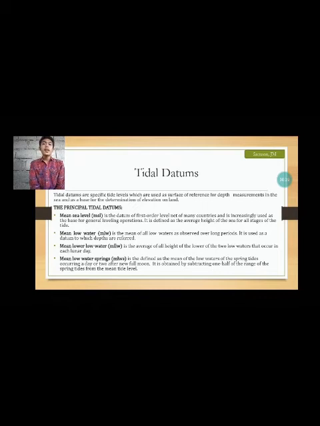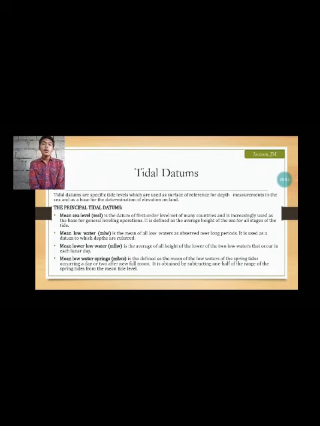First, the mean sea level, or the MSL, is the datum of first order level net of many countries and is increasingly used as the base for general leveling operations. It is defined as the average height of the sea for all stages of the tide. Second, mean low water, or the MLW, is the mean of all low waters as observed over long periods. It is used as a datum to which depths are referred.